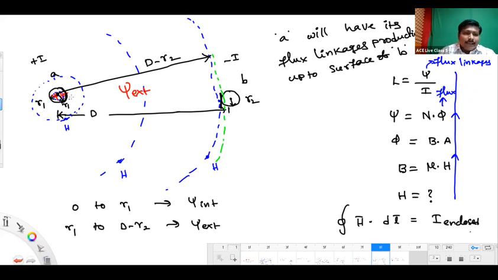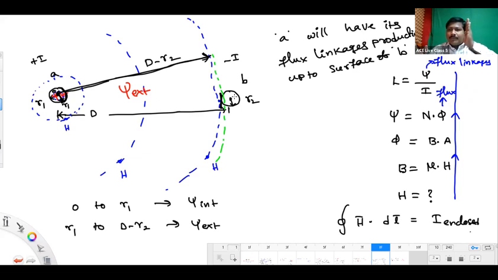Okay. See, this radius is R1. Two circles here. First circle radius is R1. What is the second circle radius? You should measure from the center of this only, right? Because we assumed this as 0. From this to this point, center to center gap is capital D.